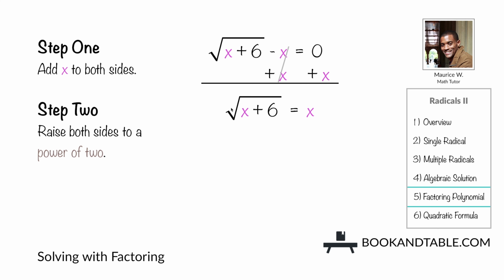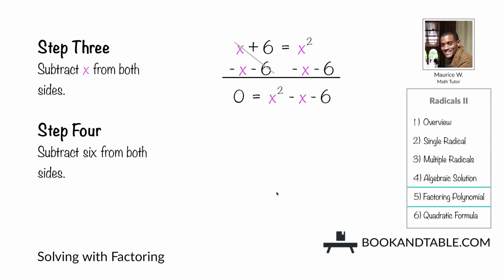Since the index here is 2, step 2 is you want to raise both sides of the equation to a power of 2, leaving you with x plus 6 on the left side and x squared on the right side. Since x appears more than once, we want to move these terms to the same side. So we subtract x and subtract 6 from both sides. So step 3, subtract x from both sides. And step 4, subtract 6 from both sides. x minus x is 0. 6 minus 6 is 0, leaving you with 0 on the left side.